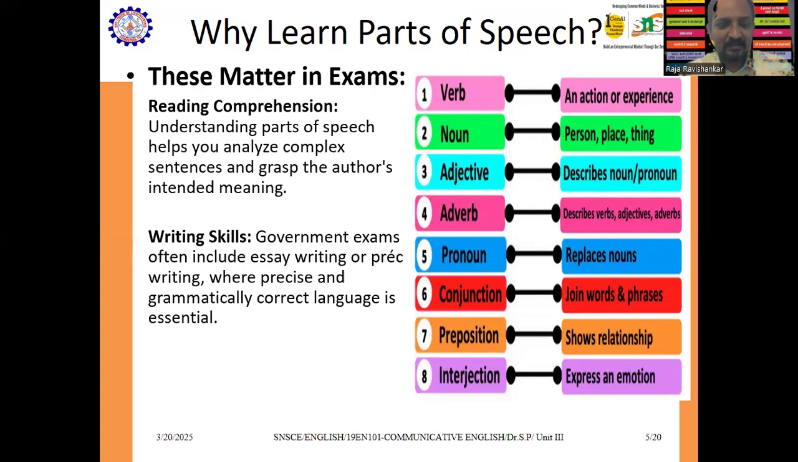Well, what do we need? We need utility, don't we? When we need utility, we need to go for the usage of these things, how these things are connected, how these things are interconnected, what happens. So parts of speech as a part of an exam, any kind of exam.